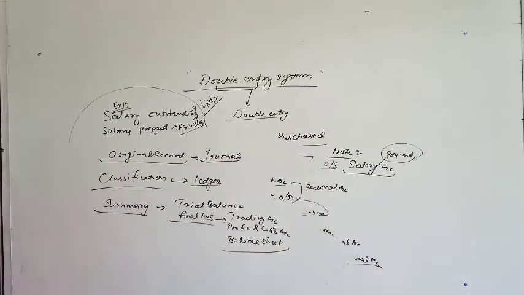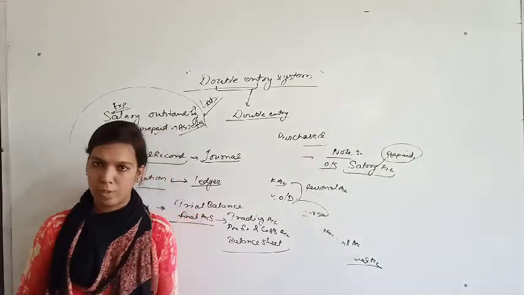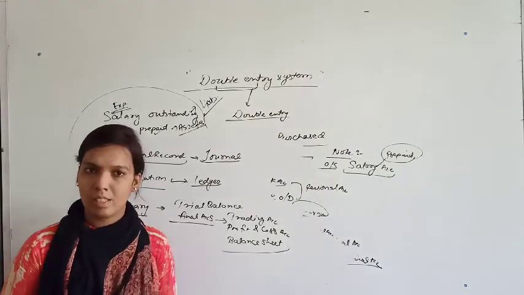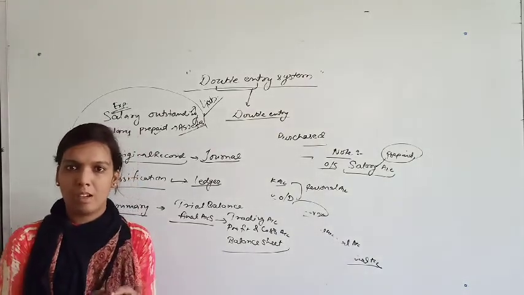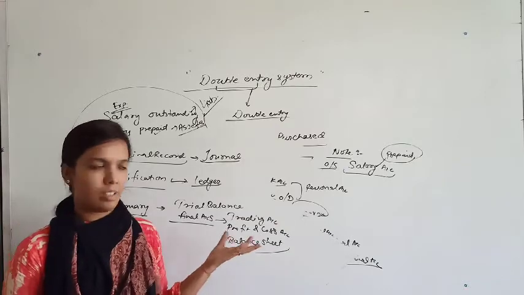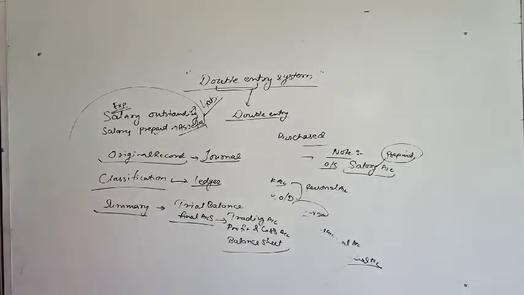Or helps management in decision making. After knowing the financial position, management can easily decide what is good for the business, what is bad for the business. If there is anything by which your profits are decreasing, management can take a certain decision on what we should do in this condition. So this will be your double entry system.